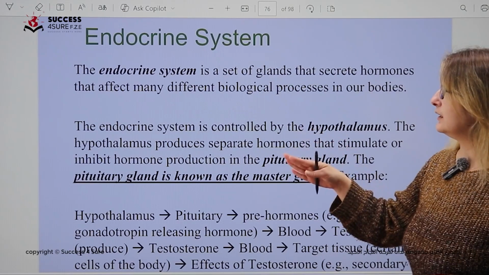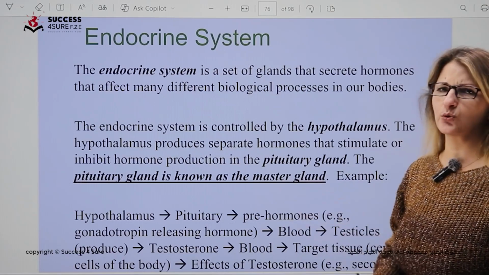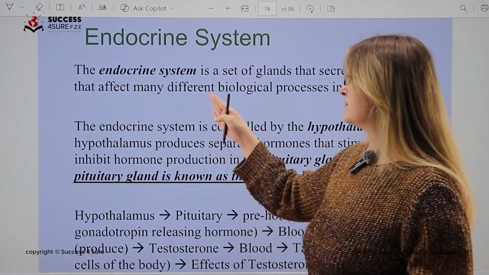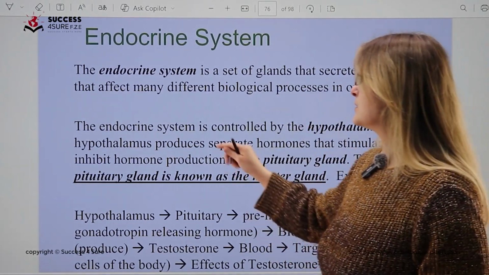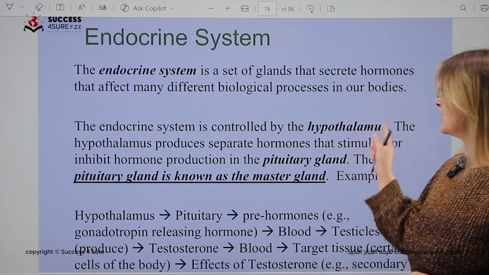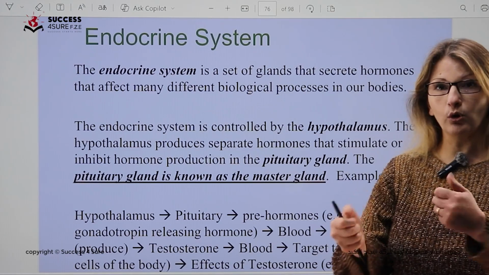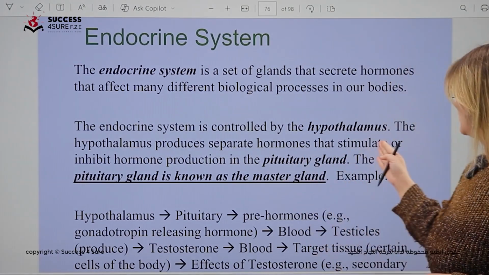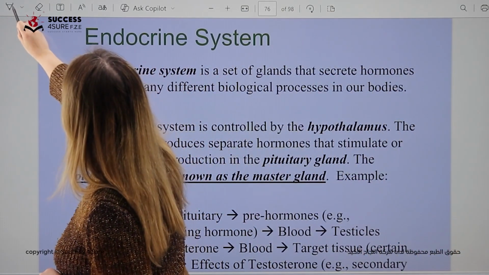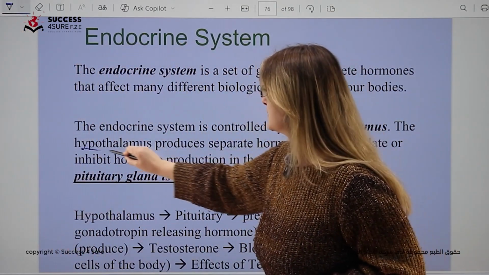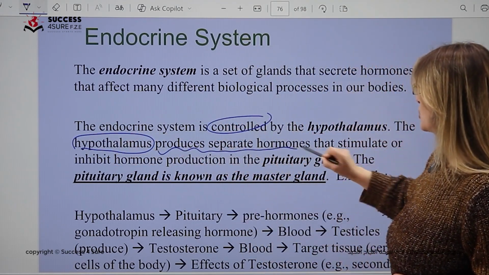Okay, so here it's again the endocrine system, set of glands. Responsibility is to release hormones that affect many different biological processes in the body. Okay, so the endocrine system is controlled by something called the hypothalamus. The controller of the endocrine system is the hypothalamus, and the hypothalamus, okay, which controls the endocrine system, produces separate hormones.